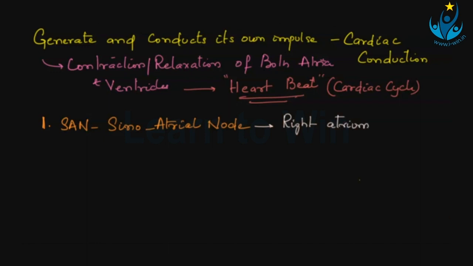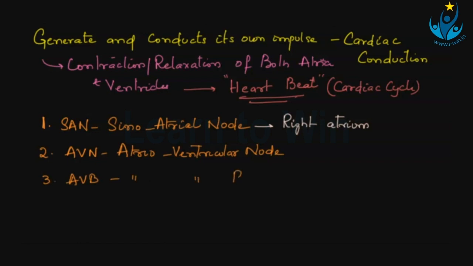The next one is our AVN, which is the atrioventricular node. Next, the third one is the AVB, or the atrioventricular bundle. Now both of these are present in the interventricular septum. Okay, so these three are the main structures.